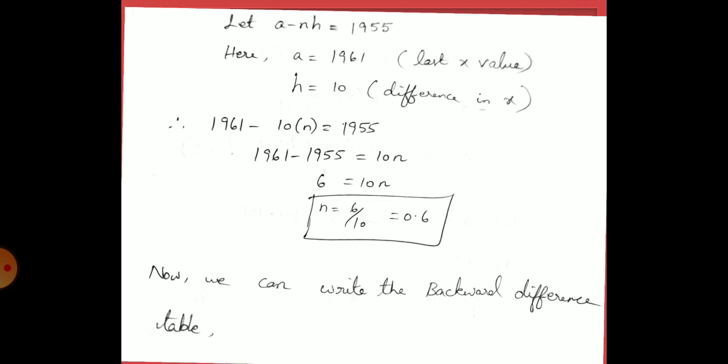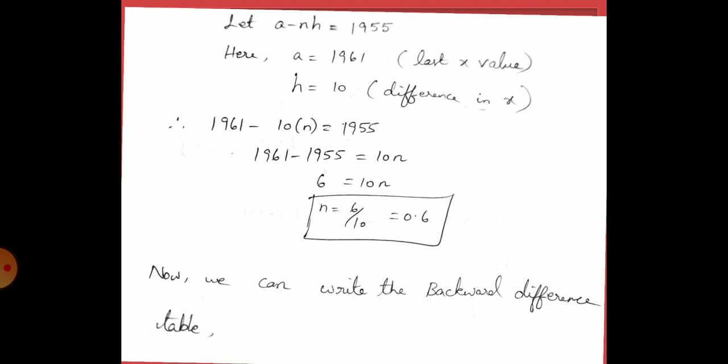a equals 1961, that is the last x value. In the previous problem it was forward, so we took the first x value. But here it is backward, so we are taking the last x value. And h is the difference in x, as usual. So h is equal to 10. So 1961 minus 10n equals 1955. So 1961 minus 1955 equals 10n. 1961 minus 1955 is 6, which is equal to 10n. So n equals 6 by 10, which is equal to 0.6. So we have found the n value.